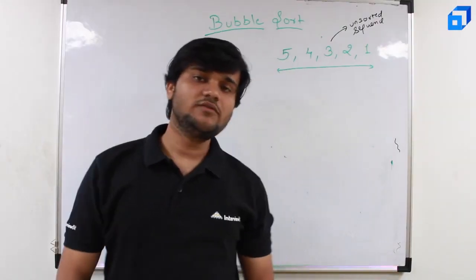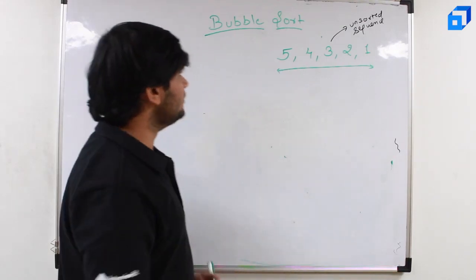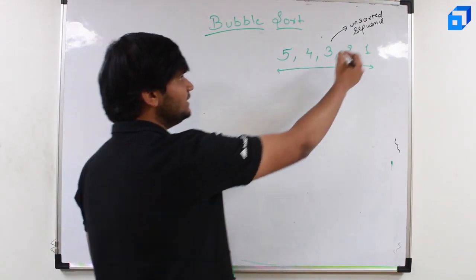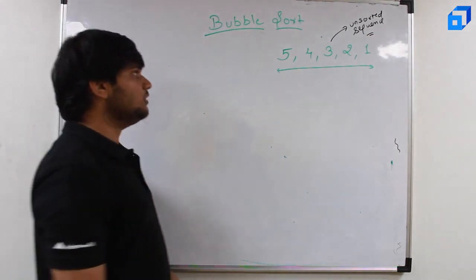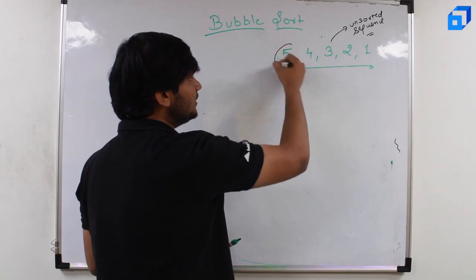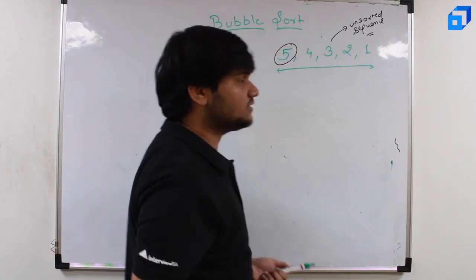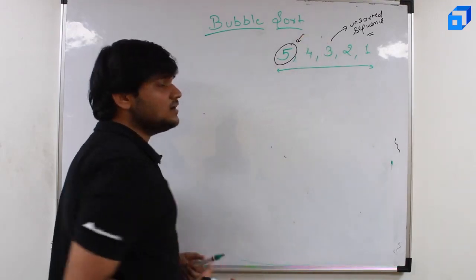Hello guys, so today we are going to discuss another sorting algorithm, that is bubble sort, right? What bubble sort says is that if you are given any unsorted sequence of integers, the bubble sort algorithm will try to bubble up the largest possible number in the whole unsorted sequence, right? Here you can see that currently in this unsorted sequence 5 is going to be the largest number.